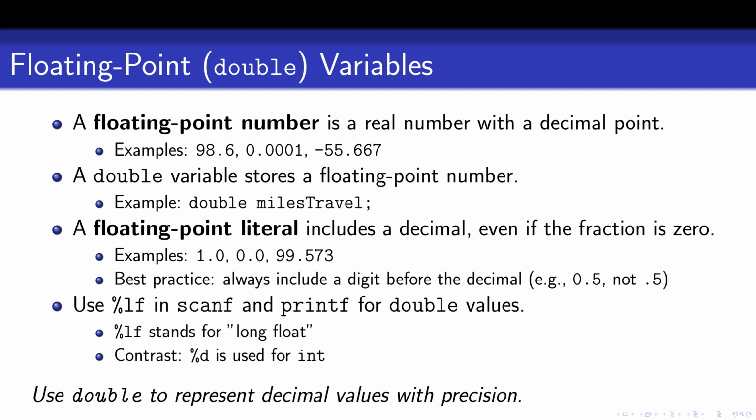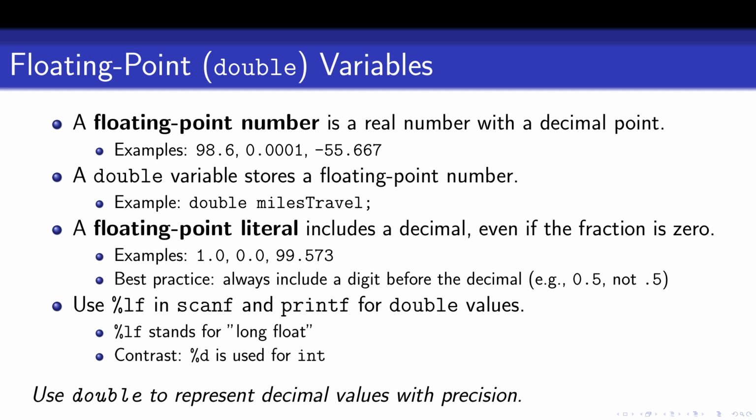Now let's talk about floating point numbers in C, which are used to represent real numbers with decimal points. In C, a double variable is typically used for floating point values. For example, you might declare double miles traveled to hold a value like 98.6 or 0.0001.